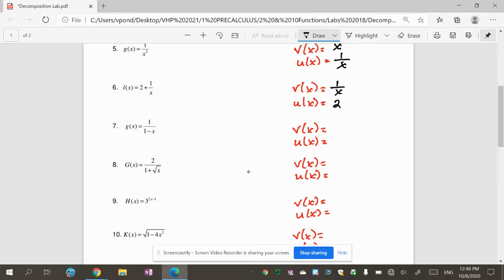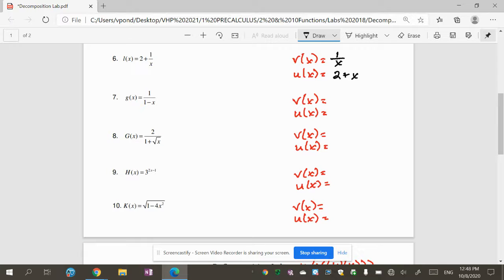My outside would be 2 plus x, because I could put it in that x spot and I would end up with that function. For the next one, the inside function I left is 1 minus x. The outside was 1 over x. It's the same thing: if I put it in the x spot, it will be that function.